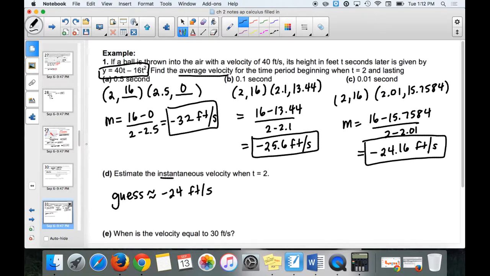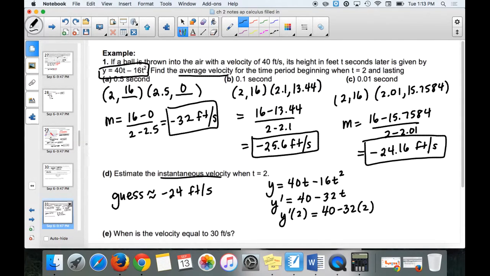But if I actually want to find it, if I asked, what is the instantaneous velocity at time t equals 2? Then I take my original and I take the derivative. So this was my height function or my position function. And I take the derivative, so I have 40 minus 32t. So when I plug in my time 2, I do get negative 24. So negative 24 feet per second.